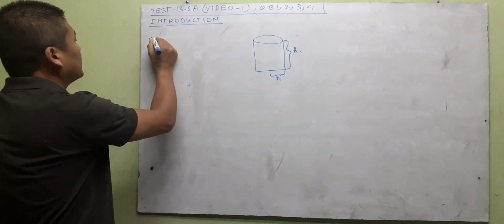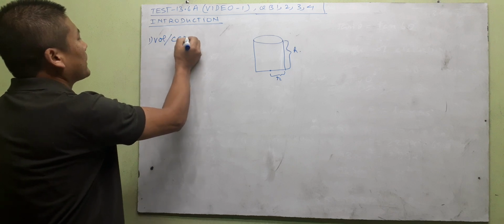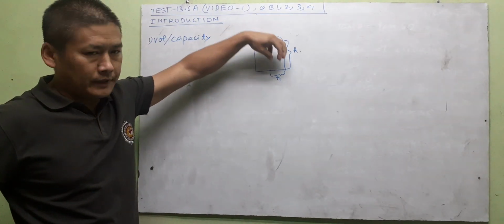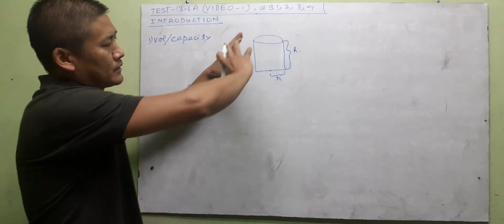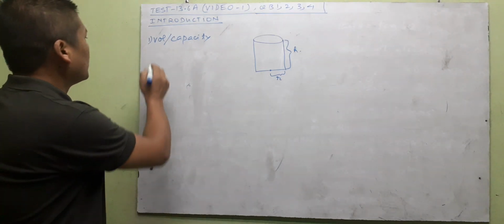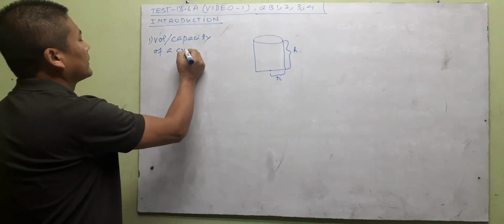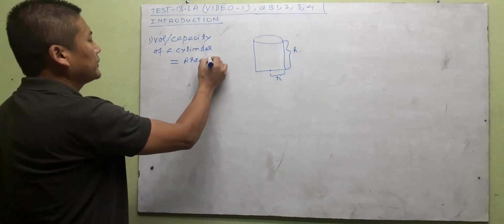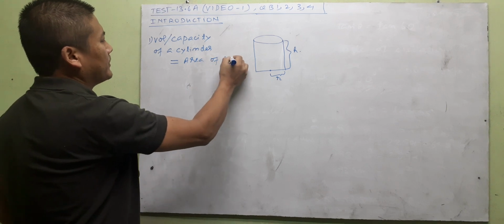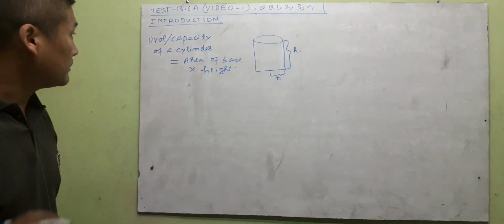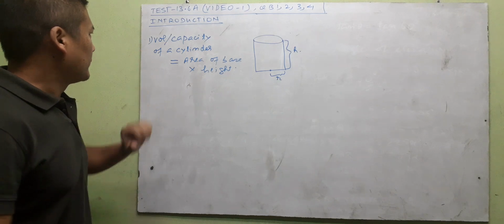Okay, so with this we'll write here the formula. The volume, or you can also say capacity. Capacity simply means how much liquid this cylinder can hold. Volume means the total substance that is inside the cylinder. So it's basically the same formula of a cylinder. Write it down. It's simply equal to area of base multiplied by its height. Area of the base of the cylinder multiplied by the height. That will give you the formula for volume or capacity.